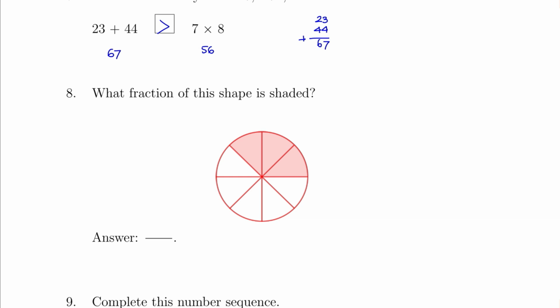Question 8. What fraction of this shape is shaded? Let's count how many parts are shaded first. It's 1, 2, 3. 3 at the top. And for the bottom, we take everything: 1, 2, 3, 4, 5, 6, 7, and 8. So the fraction is 3/8.